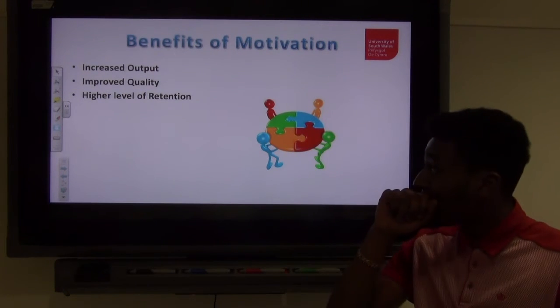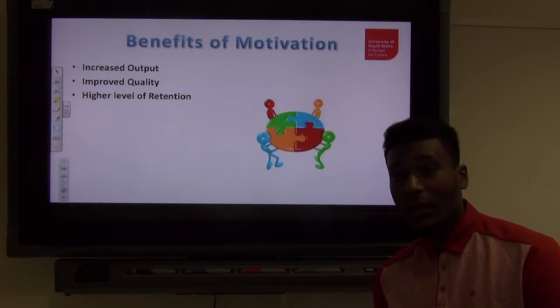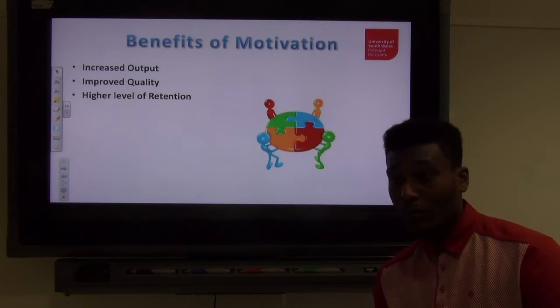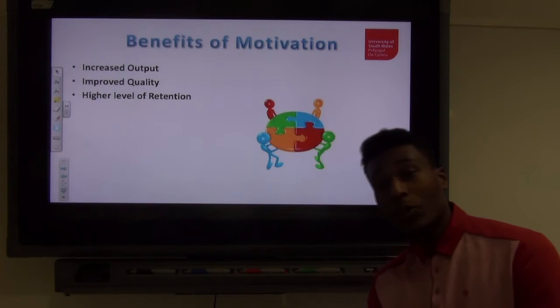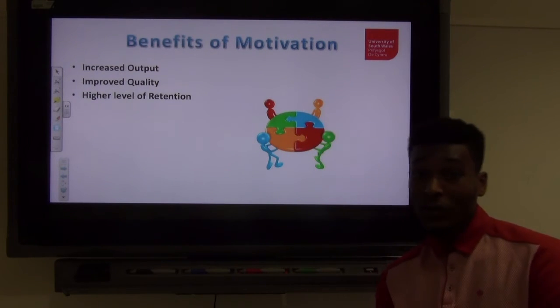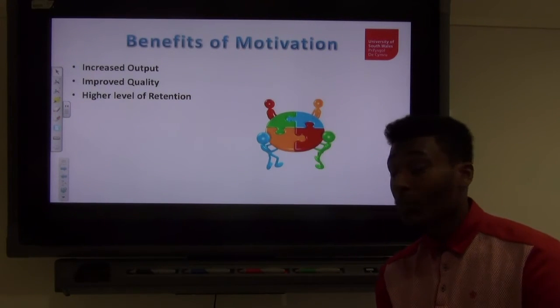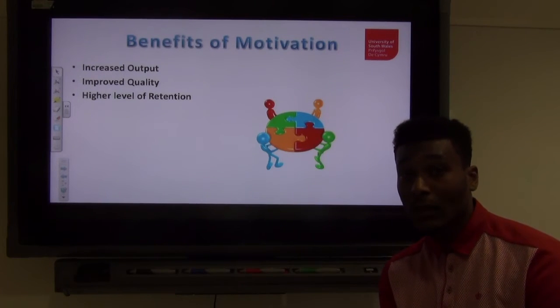Second is improved quality. This results from staff putting their heart into the work that is given to them. As a result, staff end up taking much care and investing more time in a product. For example, it could be the finishing of a product or just the basic assembling of a product. But overall, it produces great quality which satisfies the customer's needs.